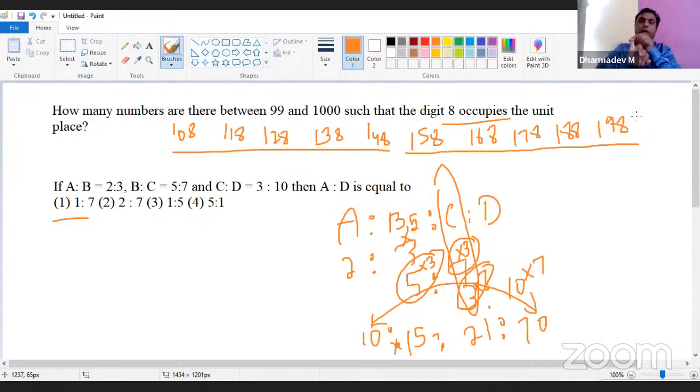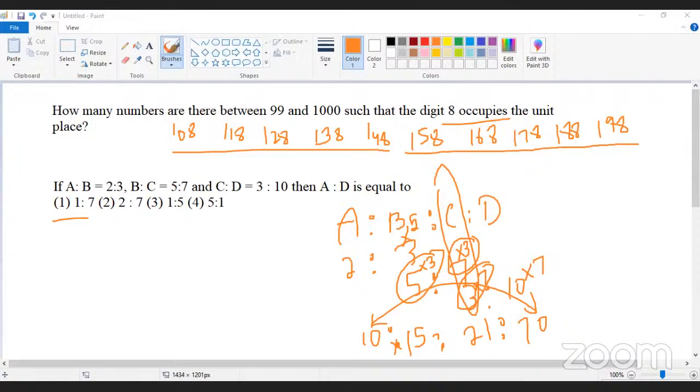100 to 200, 200 to 300, 300 to 400, 400 to 500, 500 to 600, 600 to 700, 700 to 800, 800 to 900, 900 to 1000. So total, including this, there are 9 such hundreds. Each one ending with the unit digit 8 is going to be 10. So what is the total number? 90. That's all done. Okay.